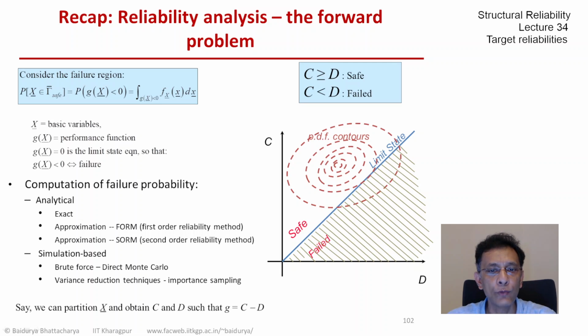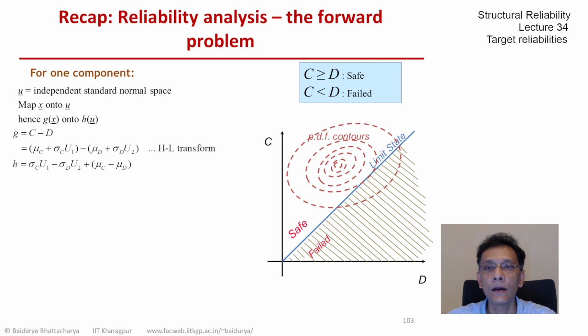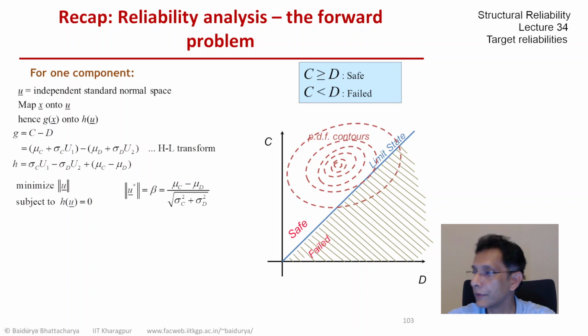Now, if we do a FORM analysis, a first order reliability method type analysis, for one component whose limit state can be separated into C and D type variables, we could take a Hasofer-Lind type transformation of the limit state, G equals C minus D, and come up with a limit state equation in the U space, the standard normal space. And if we minimize U, we get a beta value of mu C minus mu D, so the difference of the means divided by the composite standard deviation.